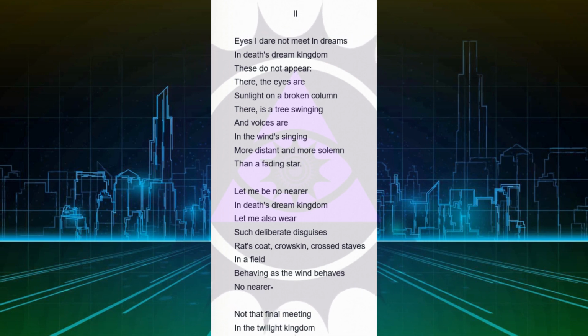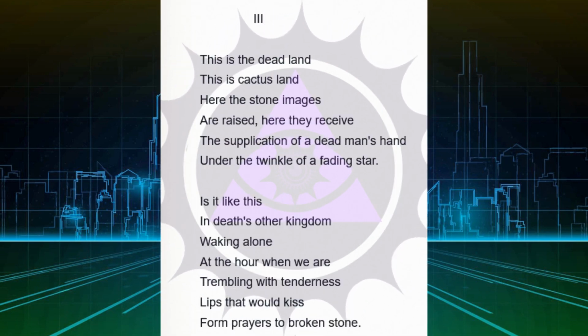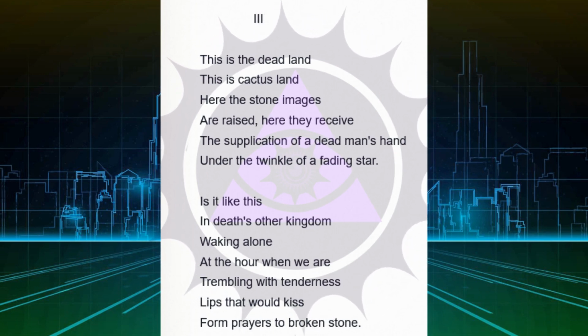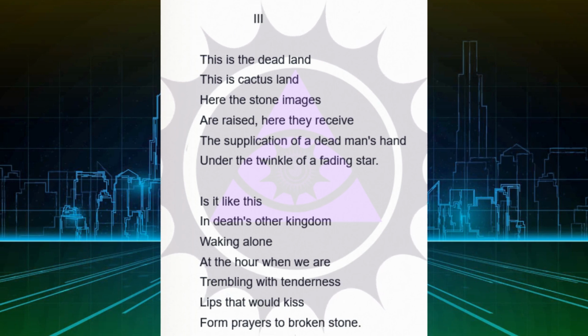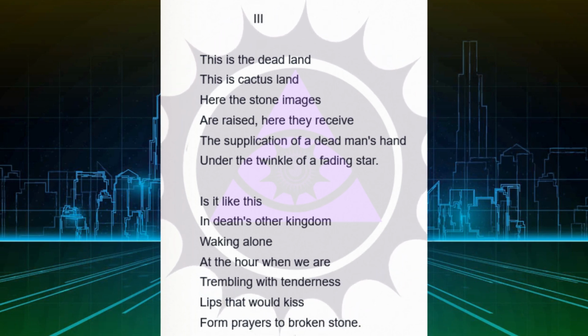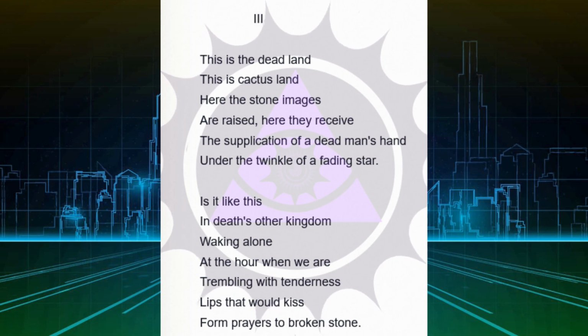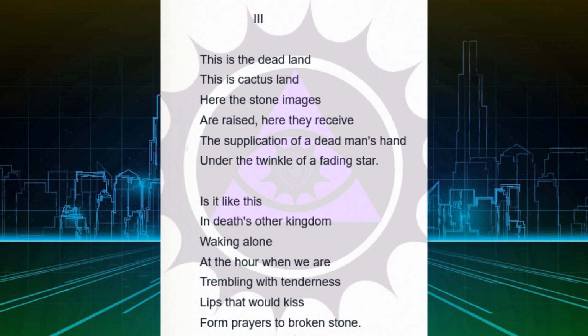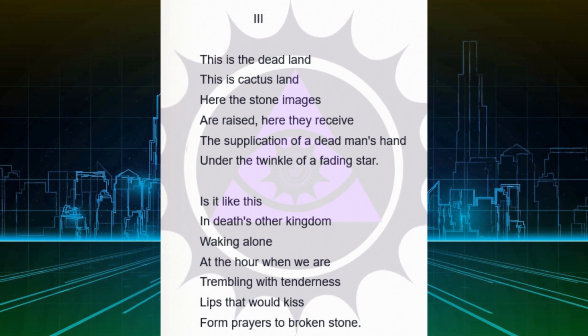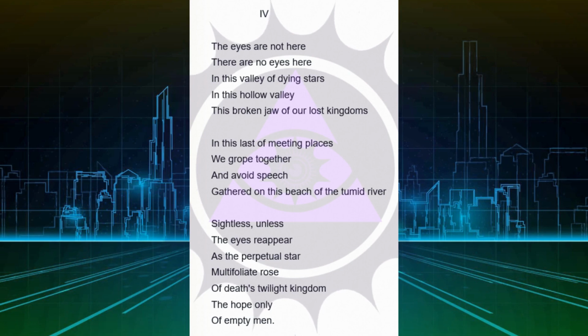In the Twilight Kingdom. This is the Dead Land. This is Cactus Land. Here the stone images are raised, here they receive the supplication of a dead man's hand. Under the twinkle of a fading star. Is it like this? In death's other kingdom. Waking alone. At the hour when we are trembling with tenderness. Lips that would kiss. Form prayers to broken stone. The eyes are not here. There are no eyes here. In this valley of dying stars. In this hollow valley. This broken jaw of our lost kingdoms. In this last of meeting places. We grope together. And avoid speech.